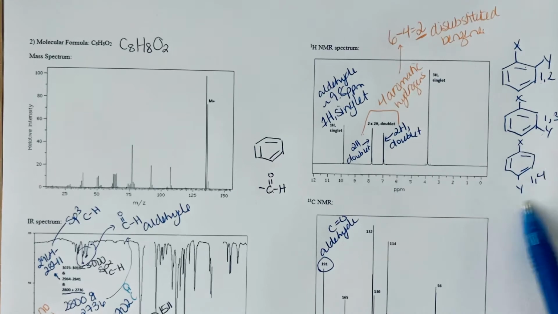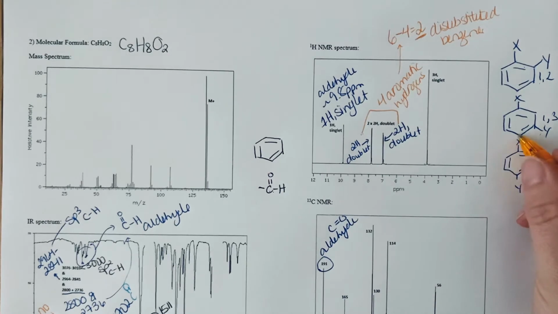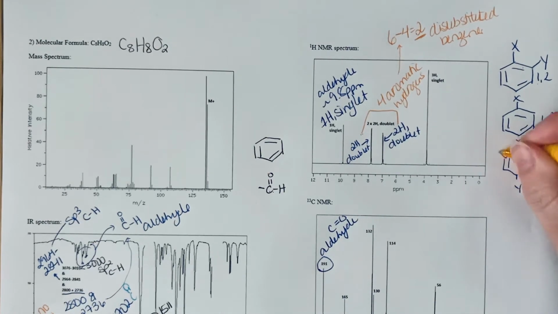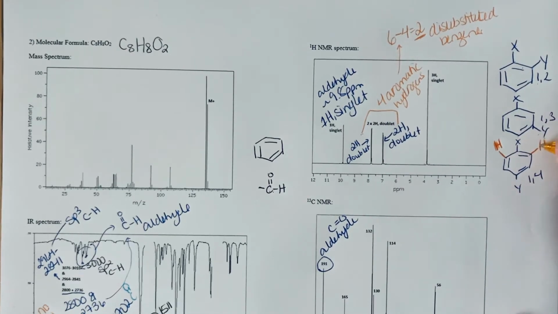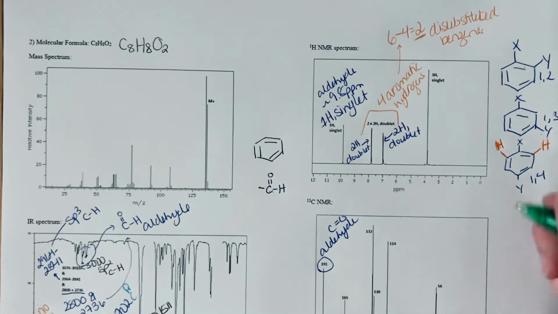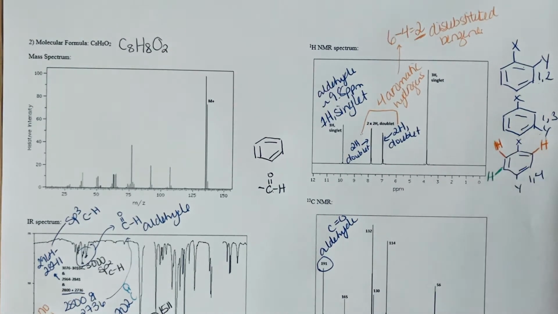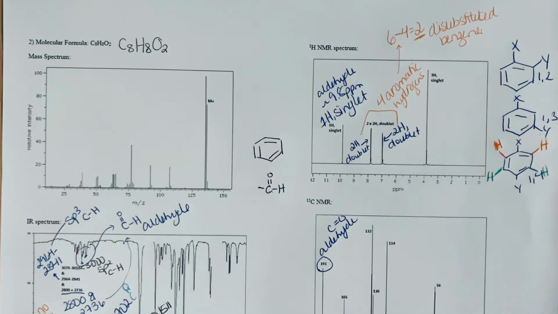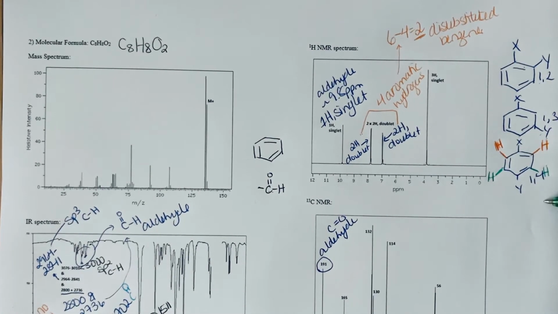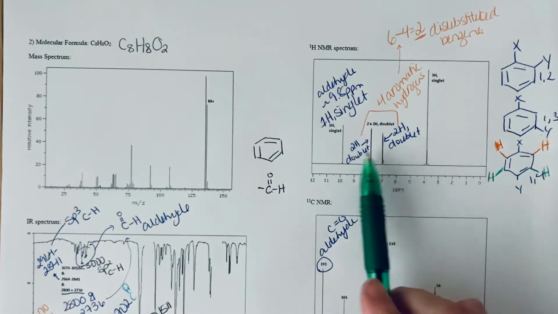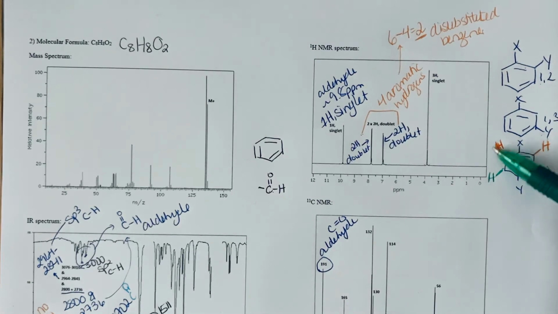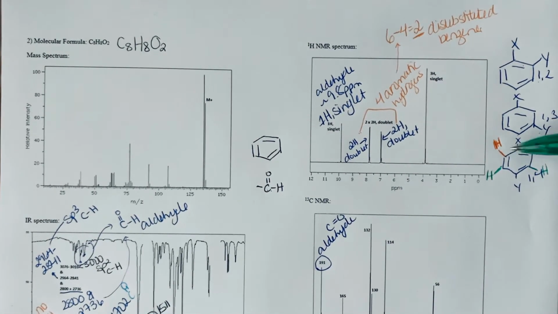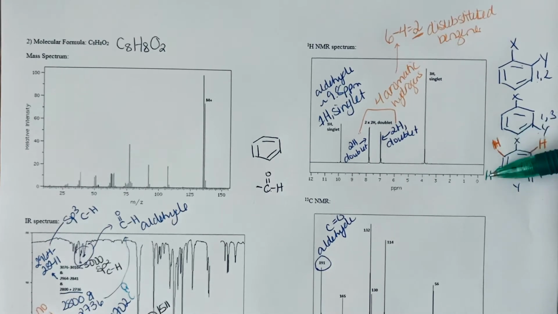Now, even in this 1-4 substituted, even if X and Y are different things, you still have a plane of symmetry vertically through the molecule that would make this hydrogen and the hydrogen on the other side of the X the same as each other. And this hydrogen and the one on the other side of the Y would be the same as each other. So we'd only see 2 aromatic signals. That's what we see. 2 hydrogens, so that's our integration. And then the splitting also makes sense. They're each doublets because this orange hydrogen is going to see the green one that's adjacent.